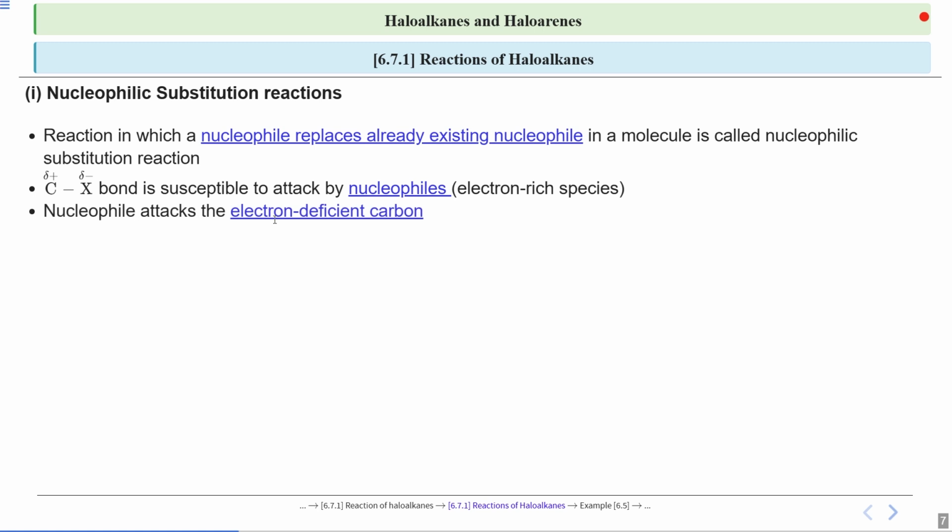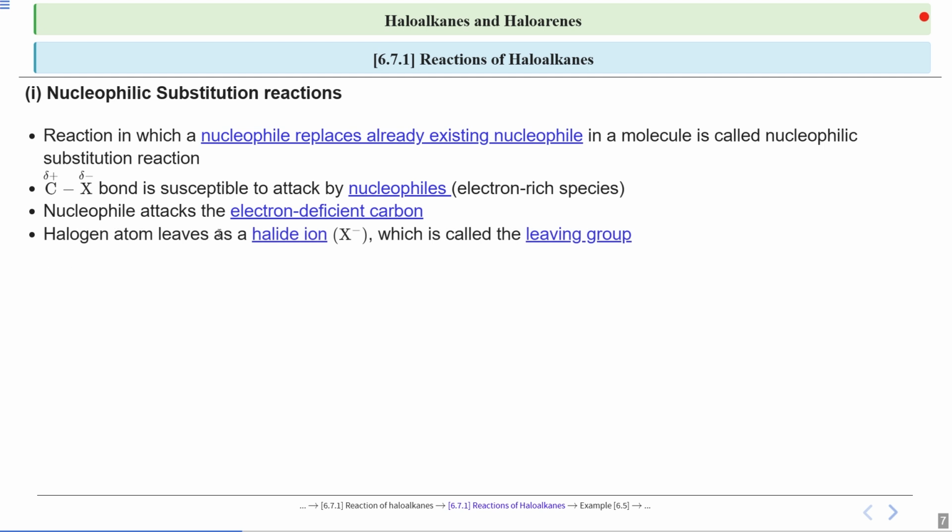Nucleophile attacks the electron deficient carbon. So the nucleophile, because it is an electron rich species, is going to attack the carbon which is electron deficient, because that electron rich nucleophile is going to give its electron to the electron deficient carbon. So nucleophile is going to attack the carbon which is electron deficient, which doesn't have enough electrons.